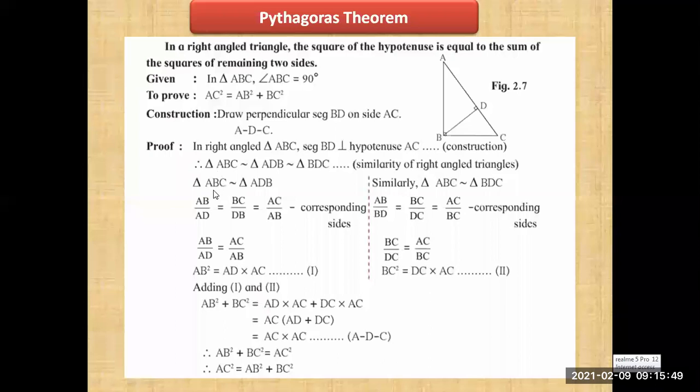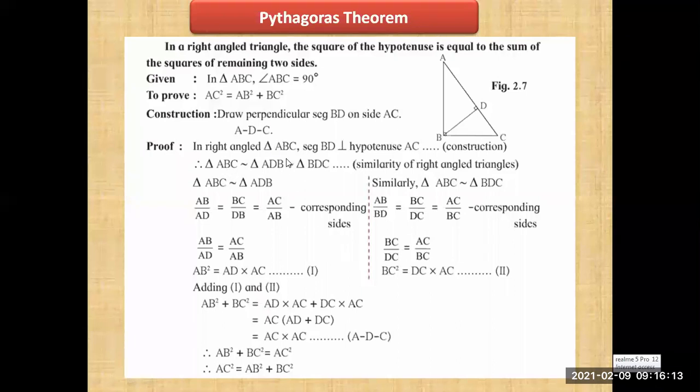So write down all the corresponding sides. AB by AD, BC by DB, AC by AB. Out of these three, we consider only two, first and last: AB by AD is equal to AC by AB. So according to geometric mean, AB into AB, AB square, equals AC into AD. So this gives equation number 1.